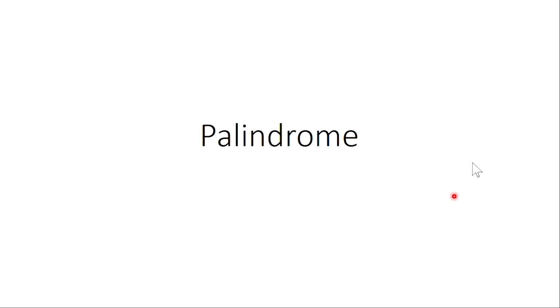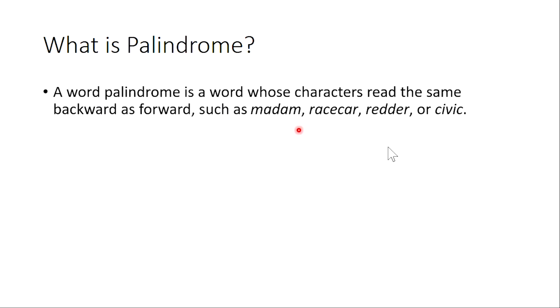In this video, I'm going to show you how to write a program to check if a string is a palindrome. So what is a palindrome? A palindrome is a word whose characters read the same backwards as forward, such as madam, M-A-D-A-M, backwards, M-A-D-A-M, racecar, racecar, racecar, forward and backward the same.